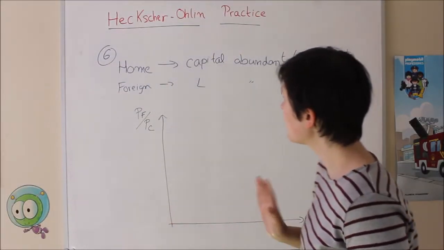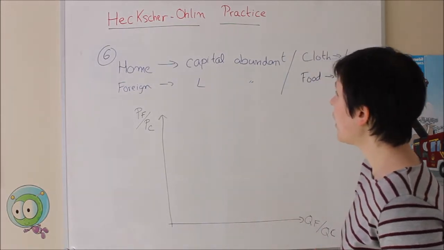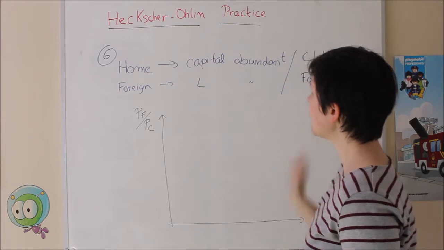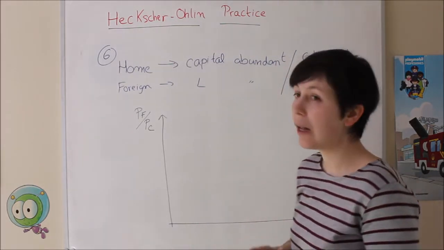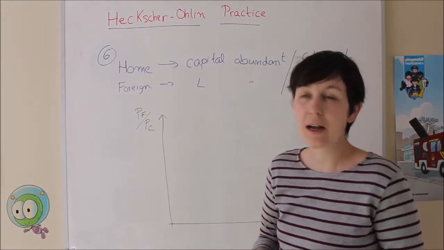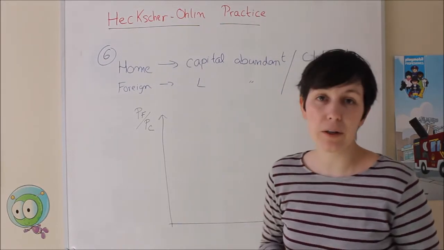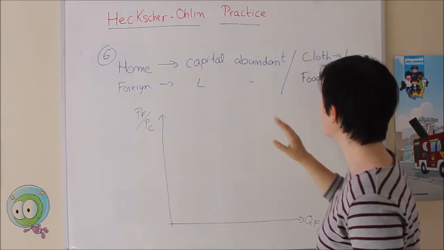In exercise 6, we have two economies, home and foreign. Home is going to be capital abundant, so that means though it has capital and labor, the number of machines or capital per worker is higher in that economy than in the foreign economy. So that's why the foreign economy is labor abundant.